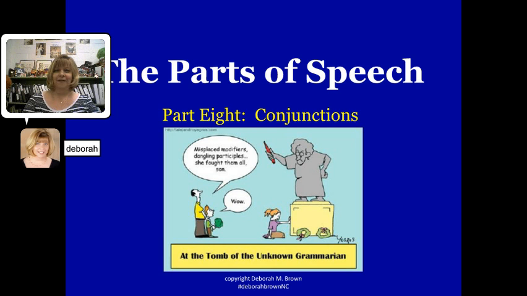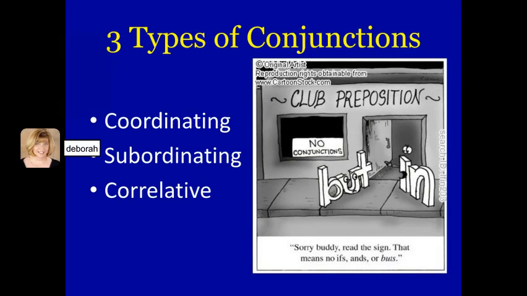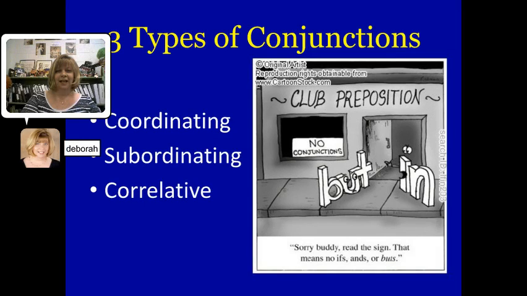Welcome to part 8 of our series on the parts of speech. In this session today, we're going to be examining the role of the conjunction in American English. We'll be looking at the definitions and examples of conjunctions and also at the three most common types: the coordinating conjunction, subordinating conjunction, and correlative conjunctions.